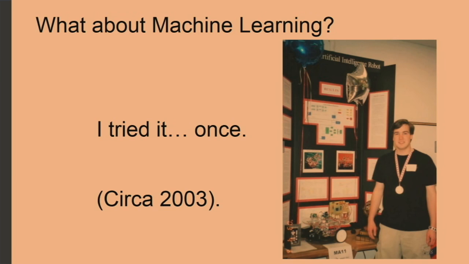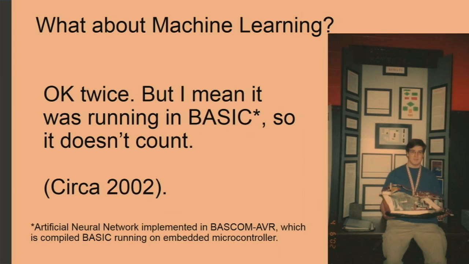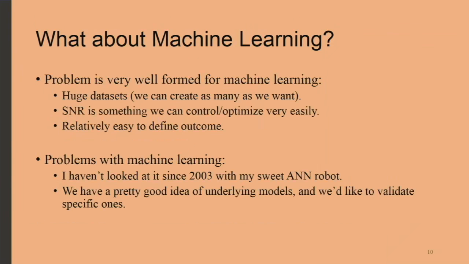I tried that once. The year was 2003. I was in high school in my parents' basement working on a robot that was trying to use a neural network to drive. And it did a little bit worse than an if statement. But, you know, that seems to be kind of pretty good. And actually I tried it twice. The first time with BASIC on a micro. So we're kind of coming back around to Python on micros and stuff. So maybe it'll be cool again. But I kind of gave up on that.